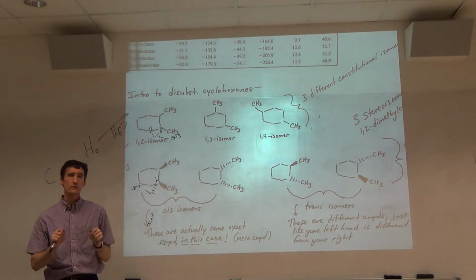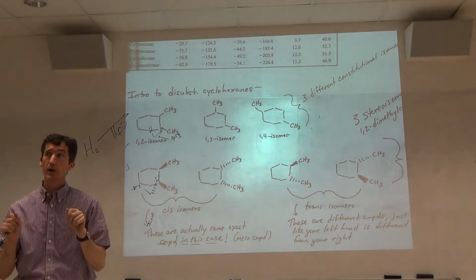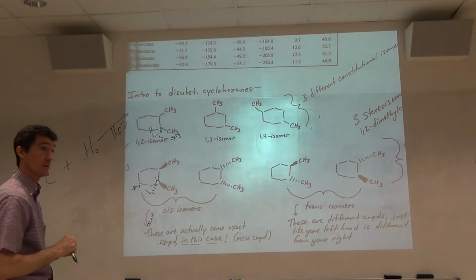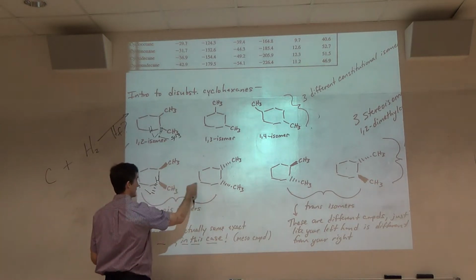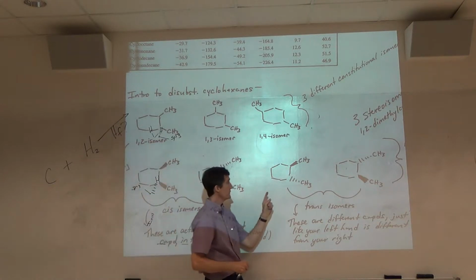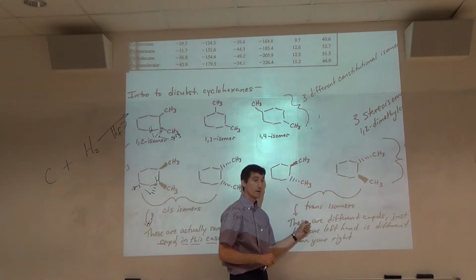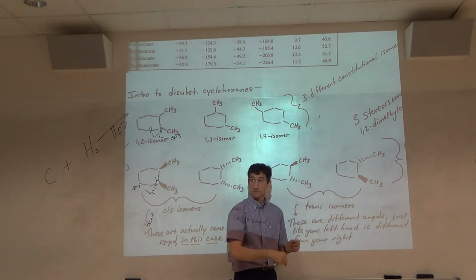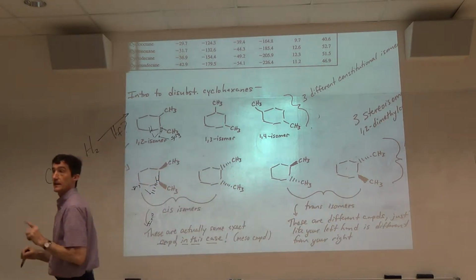I told you before, these are stereoisomers. Stereoisomers only differ with a descriptor in the front. What's the descriptor for this guy? Cis. What's the descriptor for this guy? Trans. Now these two are actually different. This requires an additional descriptor. And that's test two.